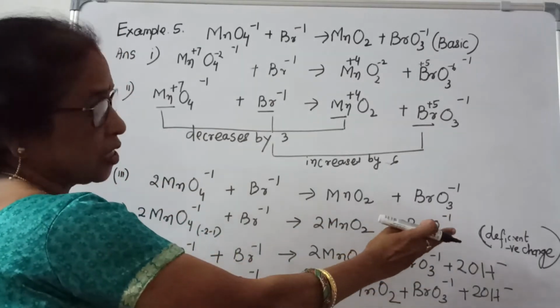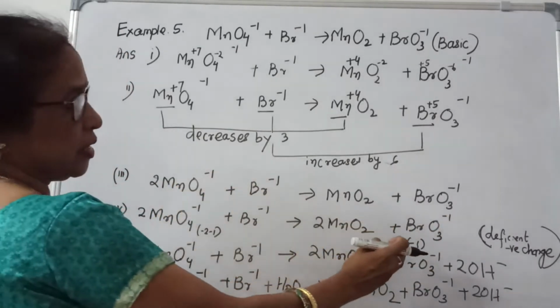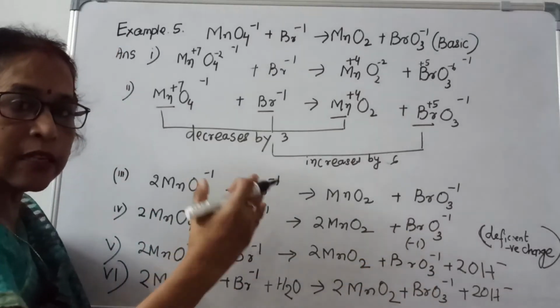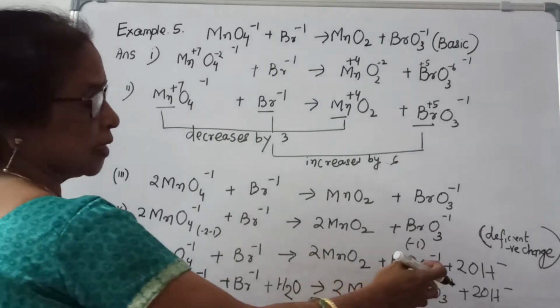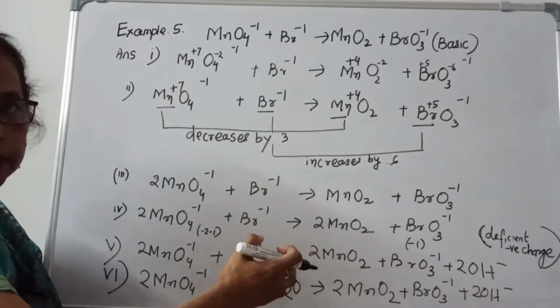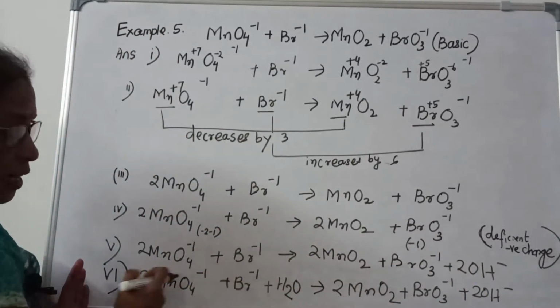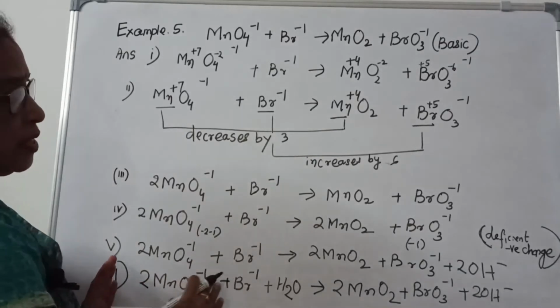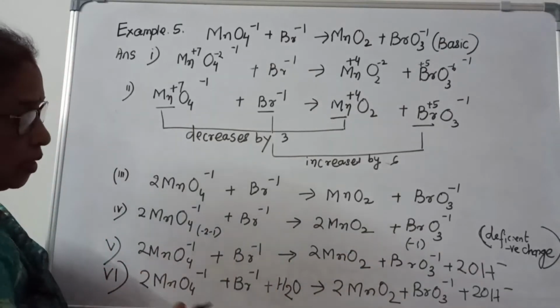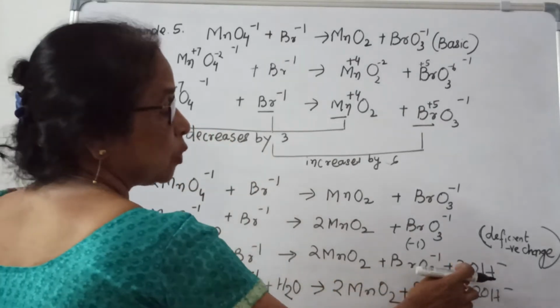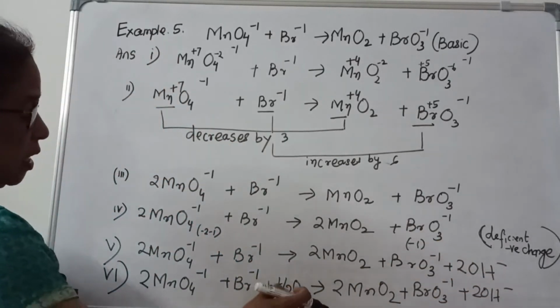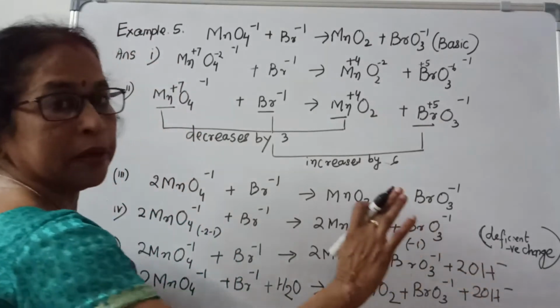If the product side has a deficiency of negative charge, that should be balanced by 2 OH minus. And since here 2 hydrogen is there, on the right hand side there is a deficiency of hydrogen. That is why I have to put water, only 1 water, because there are 2 hydrogen. Now this is totally balanced.